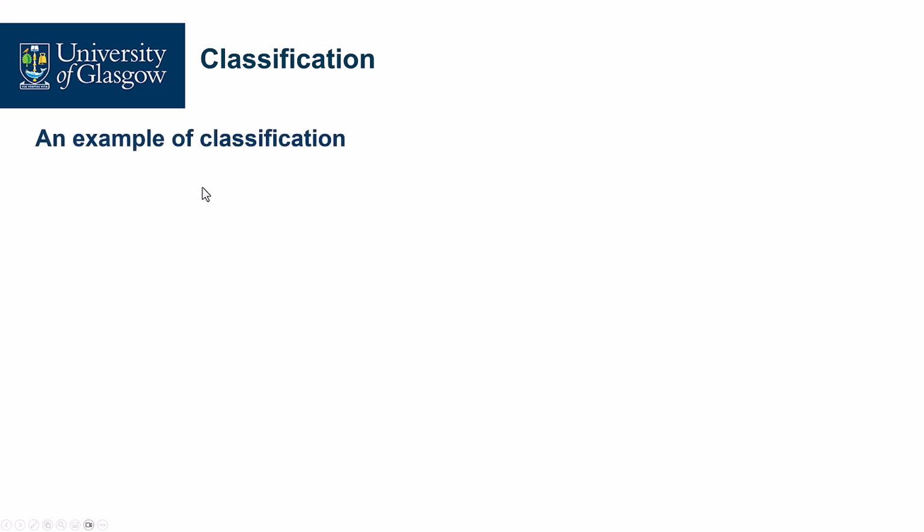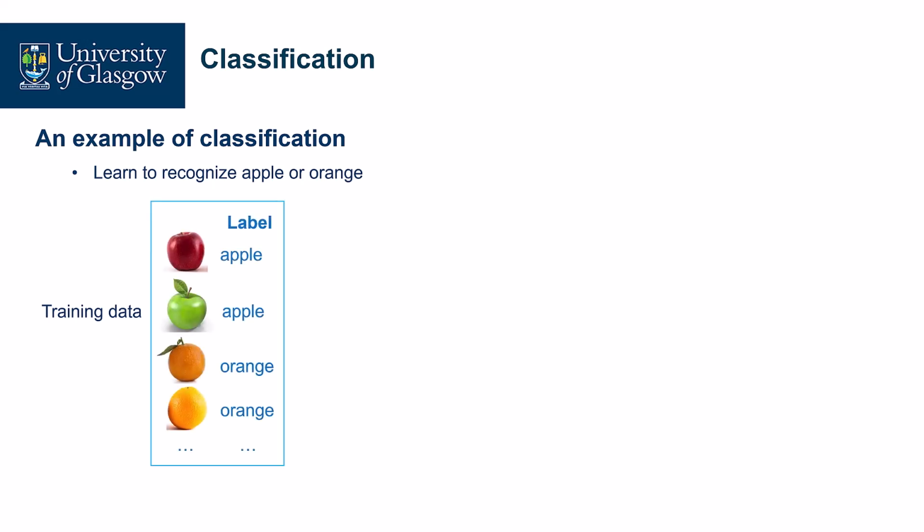So let's see, now we are classifying a fruit. We want to see if a fruit is an apple or orange. We can see the training data here: the 2 apples and 2 oranges and many more. Each of them has a label, right? Then the test data is this one. We want to recognize if it is an apple or orange.